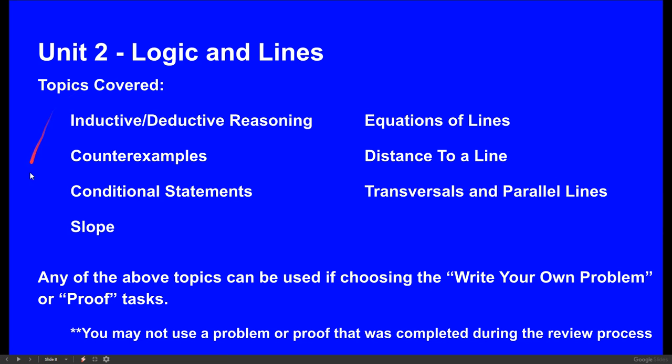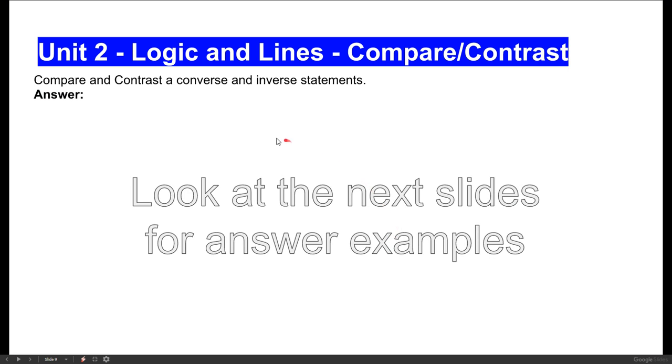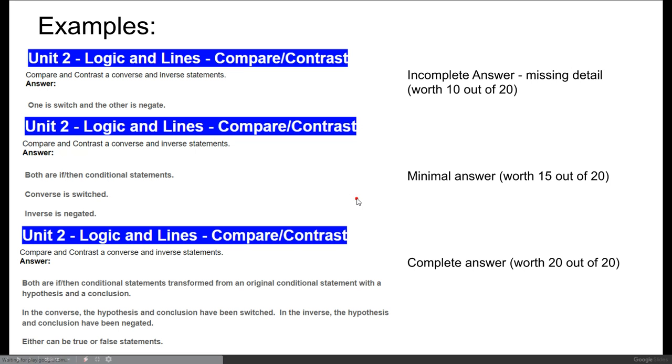The next unit is logic and lines, my types of reasoning, counterexamples, conditional statements, equations, slopes, distance, transversals, and parallel lines. So that's what we're going to see. Our compare-contrast topic will be somewhere in here. The sample one, which again will be different from the one you'll see on your assessment, is compare and contrast converse and inverse statements. We're going to look at the next slides for answer examples.